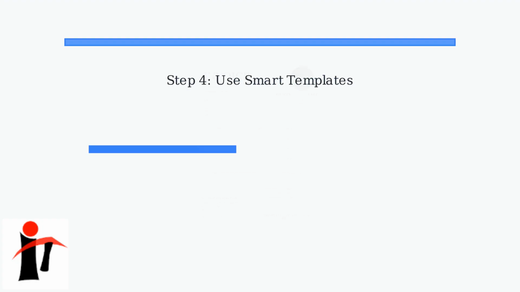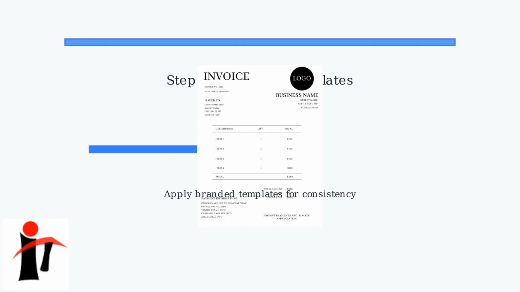To maintain consistency across all your invoices, utilize Go High Level's smart templates. These customizable templates include your branding, logos, and colors. Choose from pre-built options or create your own to ensure professional-looking invoices every time.